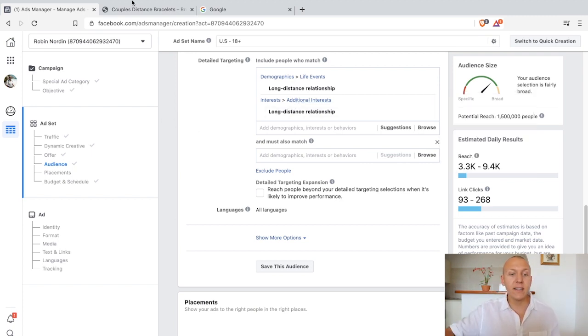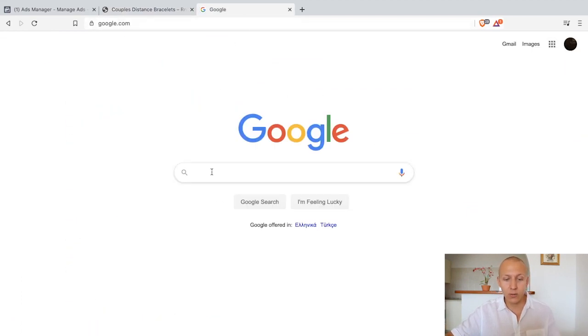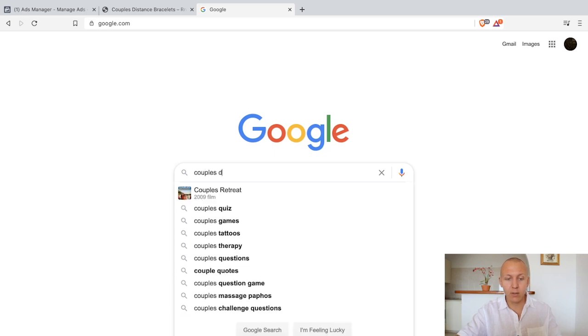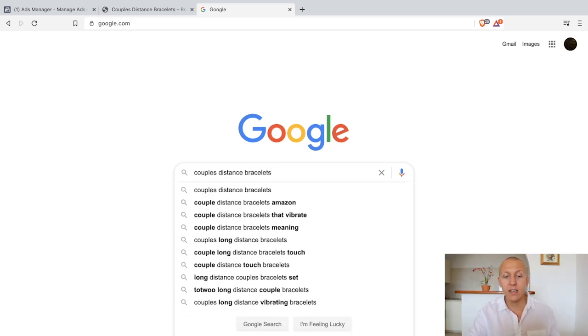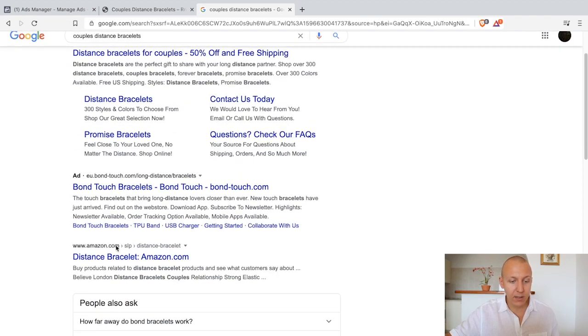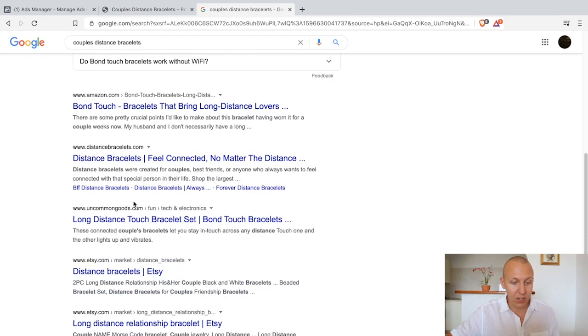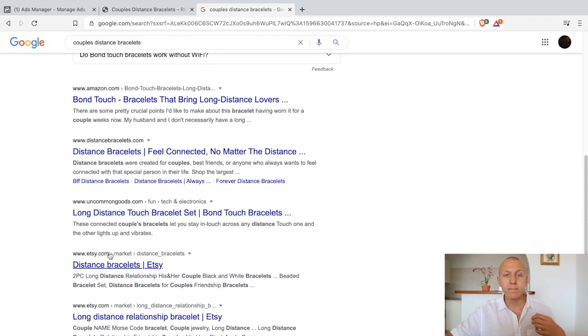So in order for me to get an inspiration to, okay, who is going to buy the couples distance bracelets, what I could do is go to Google and I could search for couples distance bracelets, just like this, and see what pops up. Now, one of the first things that pops up here is Amazon. Okay, Amazon is selling distance bracelets. We have distancebracelets.com, we have uncommongoods.com, and then we have Etsy.com, and they have distance bracelets as well. And Etsy, they even have long distance relationship bracelets. So Etsy clearly is a shop where a lot of people do shop, especially as an online shop.